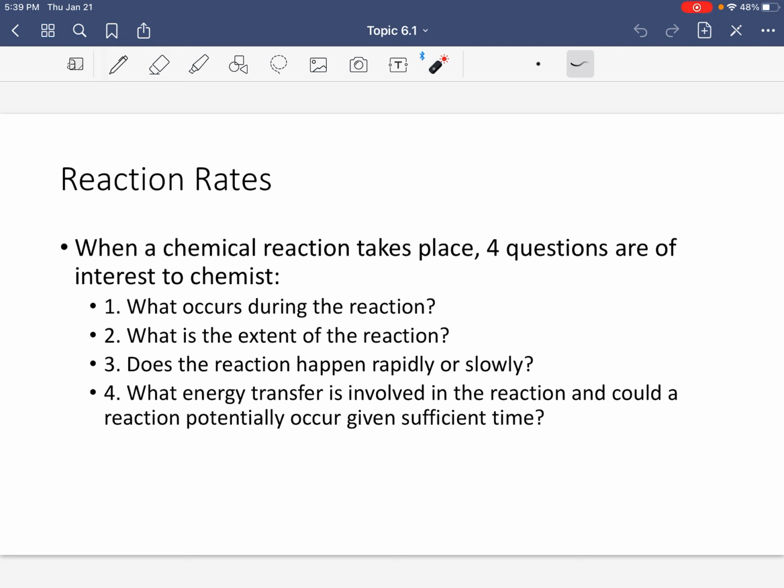Because that's what society is all about lately, how fast can I do this? Or can we do it faster? That's a good one. Number 4, what energy transfer is involved in the reaction, and could a reaction potentially occur given enough time?